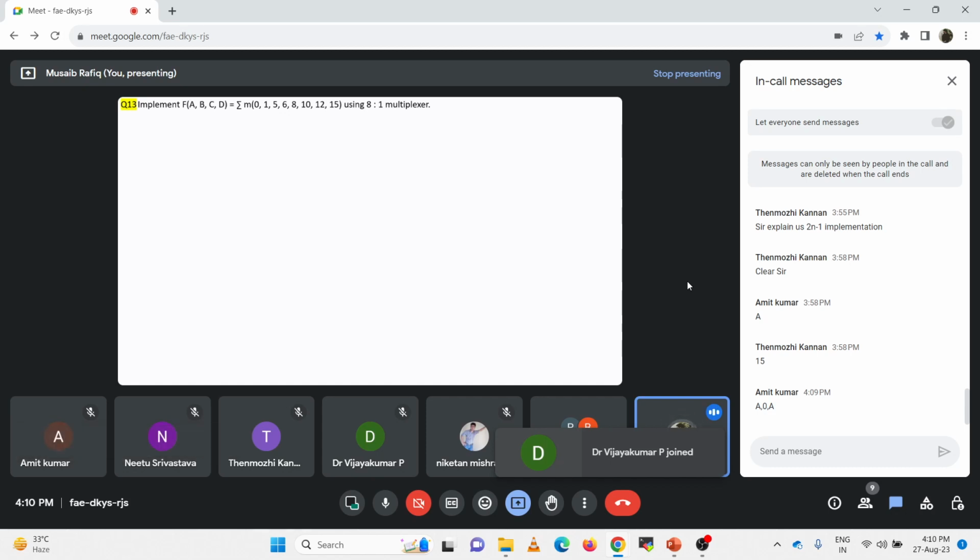One of the students has written down his answer. Has anyone else done it? So you need to report what will be the value of I2, I3, I4. A is your MSB, which is input to the mux, and B, C, D are your select lines.